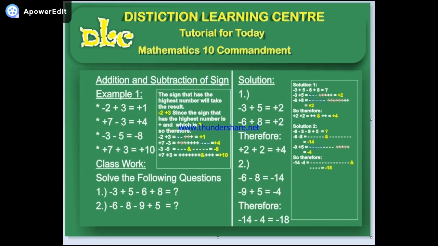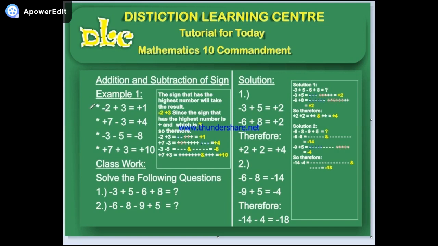Now, let's start from example 1. The first example says minus 2 plus 3, is equal to plus 1. How can you do this? The rule behind addition and subtraction of signs is the sign that has the highest number will take the result. That is, minus 2 plus 3. Since the sign that has the highest number is plus, which is 3, therefore minus 2 plus 3 is equal to plus 1.